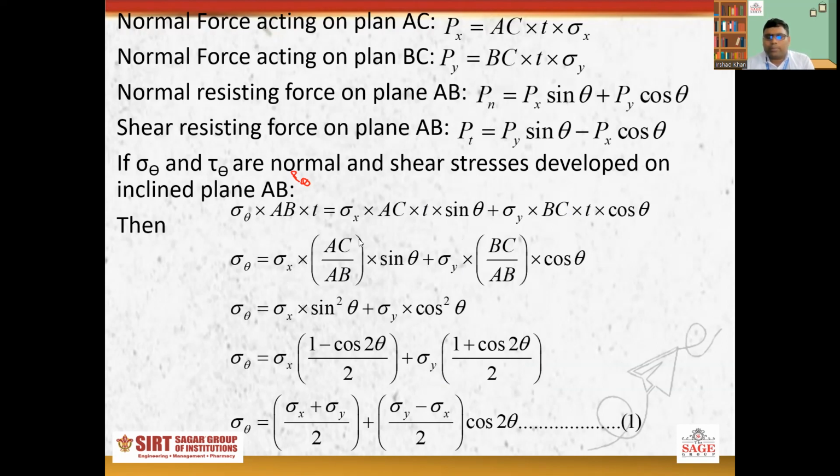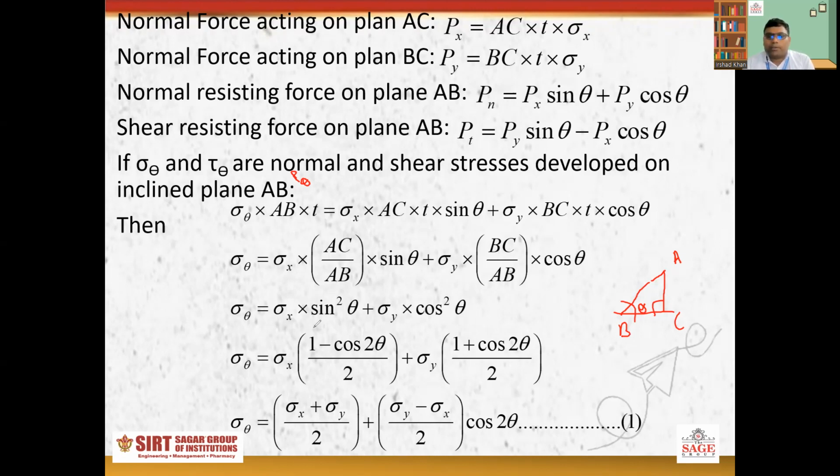So this becomes AC upon AB. You remember, this is a right angle triangle. Okay, understood? You can see A, B, and C. So AC upon AB, sorry, this is the perpendicular. You might remember this is theta. So perpendicular upon hypotenuse, that is sine. So this becomes sine square theta plus sigma y. This BC is the base upon hypotenuse, that is called cos. So it becomes cos square theta.